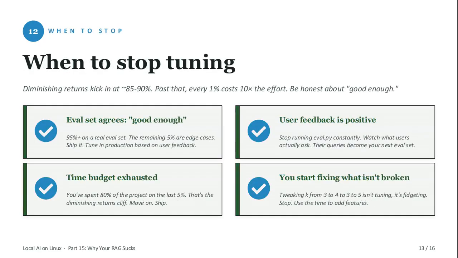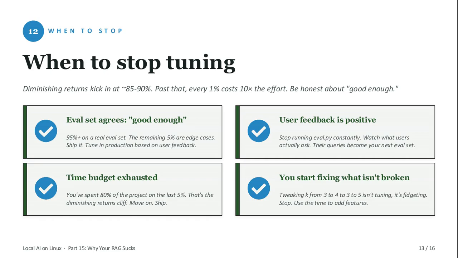Now, an equally important question: when do you stop? Because tuning is addictive and diminishing returns are real. Past about 85 to 90%, every additional point costs 10 times the effort. 4 signals tell you it's time to ship. Your eval set hits 95% plus, and the rest are genuine edge cases. Real user feedback is positive.